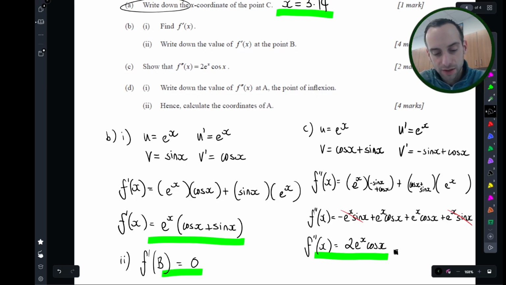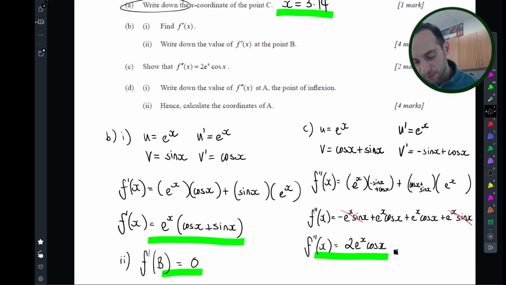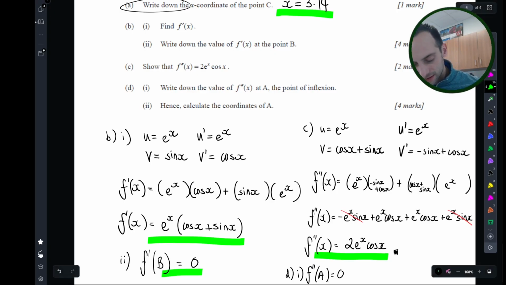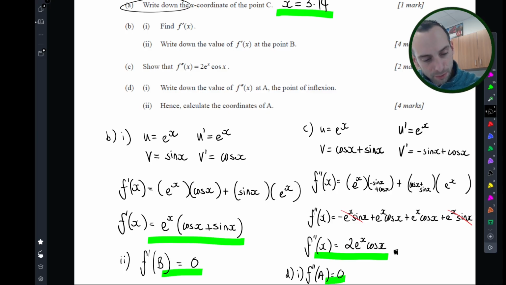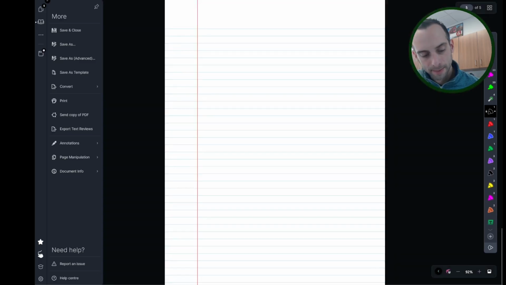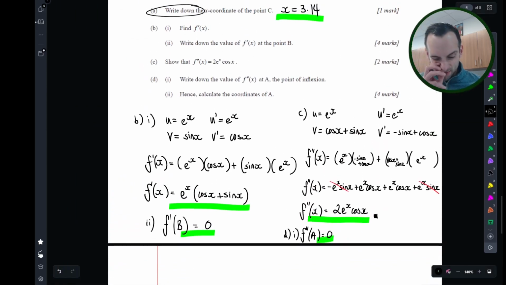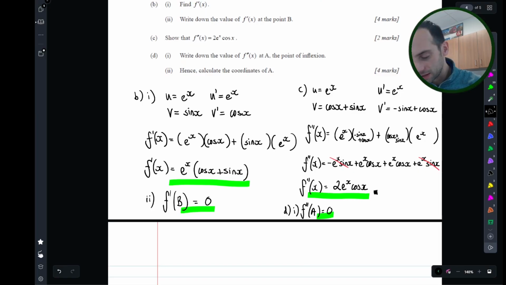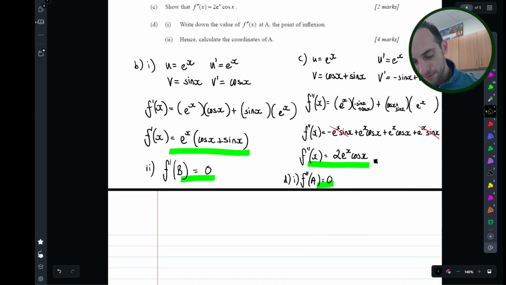And the last things we need to do, write down the value of f double prime at the point of inflection. Again, write down as a clue. We know the second derivative at a point of inflection has a value of 0, so we can get that free easy mark. That's a 0 as well. Hence, calculate the coordinates of A. We're going to solve an equation for that. Let me put another page in here real quick. We need to solve this second derivative equal to 0 equation.